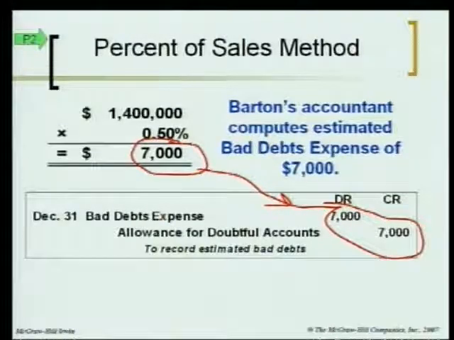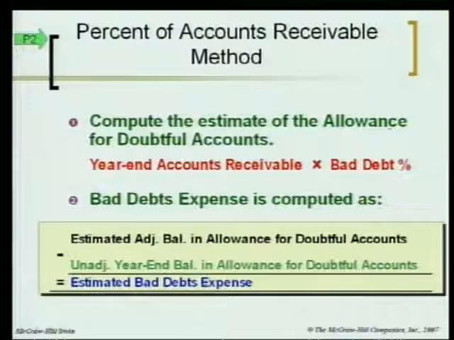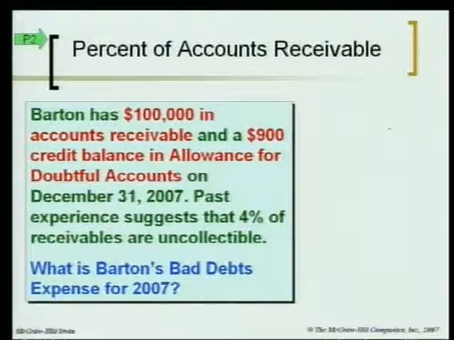Because the next method that we are going to do is the percentage of accounts receivable method. Now I think this slide is really confusing. Okay? So I don't want to dwell on it. I want to go to an example. I think it's best taught through an example. Take a look. Barton has $100,000 in accounts receivable, and they currently have a $900 credit balance in allowance for doubtful accounts on December 31 of 07. Now, past experience suggests that 4% of receivables are uncollectible. What is Barton's bad debt expense for 07?